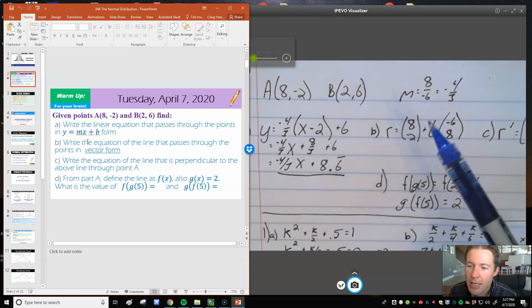Sorry, my puppy's awake. Here, there's an implied magnitude, so you cannot reduce this. Don't reduce it. Leave it right there.